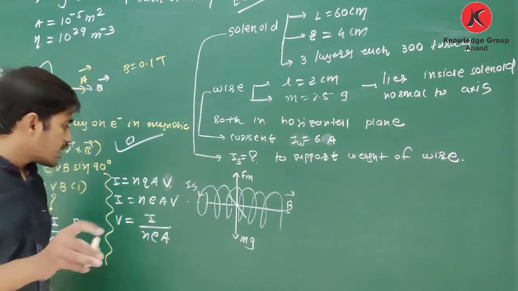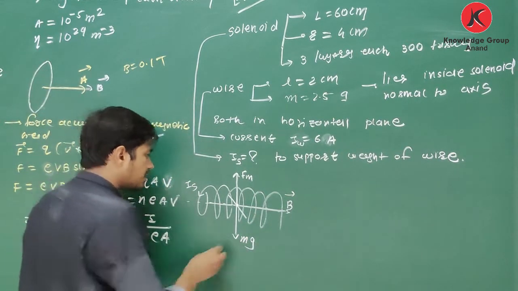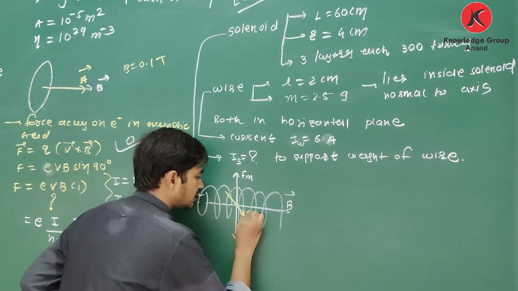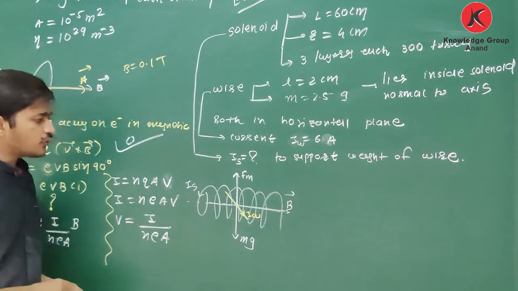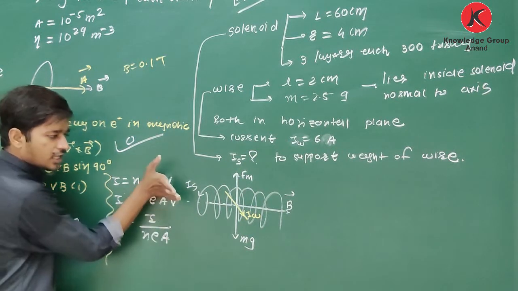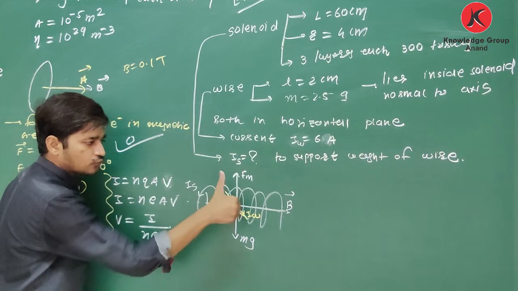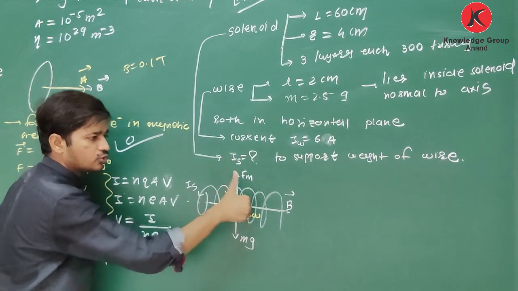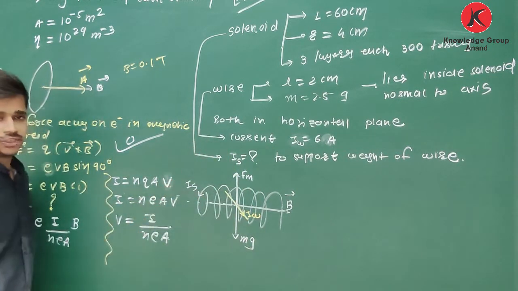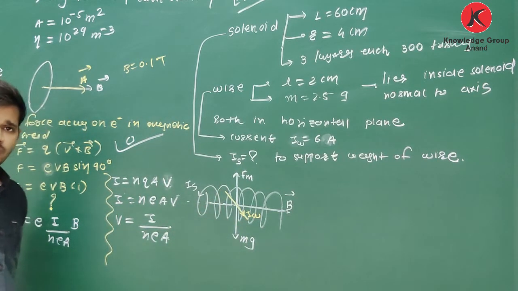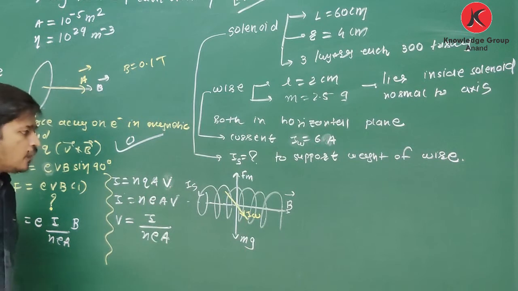Clear about this? If the current flowing through this wire is in this direction, it is I_W. Then from the figure you can say the current flows in this direction and the magnetic field in this direction, so the force acting on the wire due to the solenoid is in the upward direction. Clear about this? Okay. Now how to solve this?